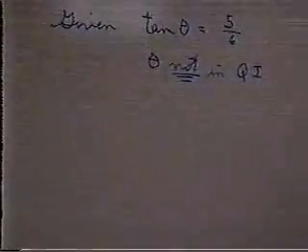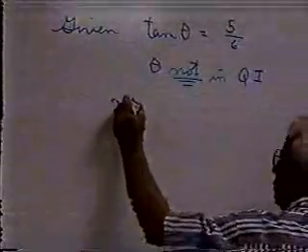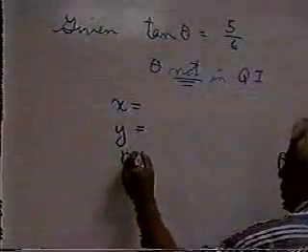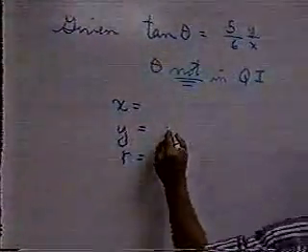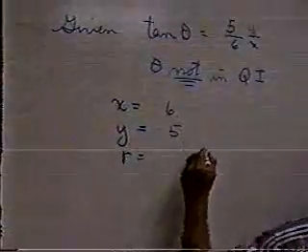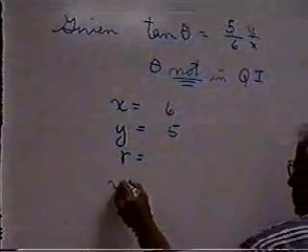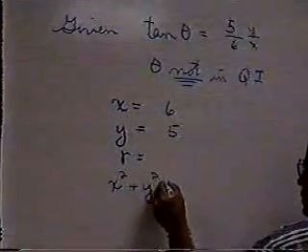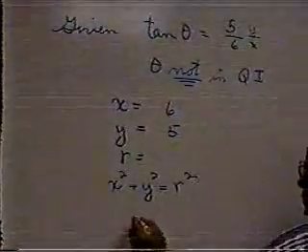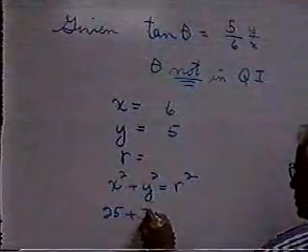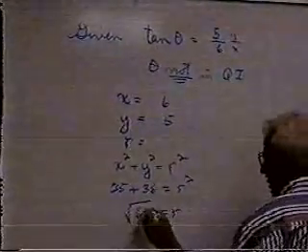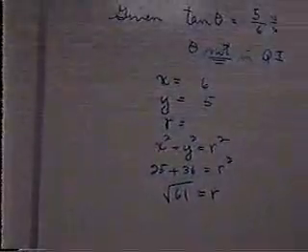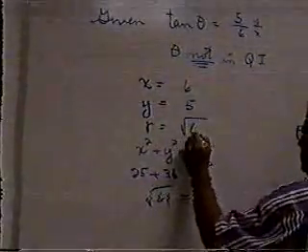Tangent theta is equal to 5/6, tangent not in quadrant 1. Well, let's see. Let's go with x, y, and r. Tangent is y over x, so y is 5 and x is 6. And r we don't know. Well, we'll come down here and do x squared plus y squared is equal to r squared. So we have 25 plus 36 is equal to r squared. So r is the square root of 61. Okay, so we'll go back up here and put the square root of 61.